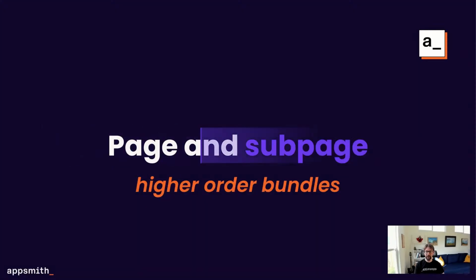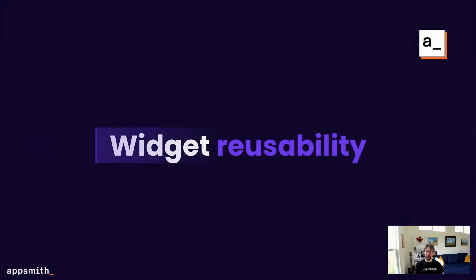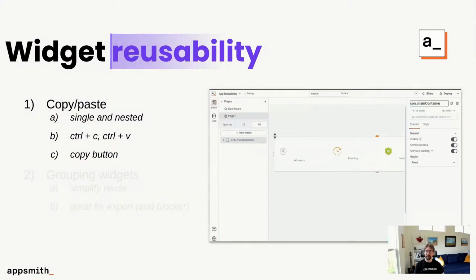So we've seen how at the page and subpage level, we can have higher order bundles of configuration that we can pull in and reuse. So let's talk about just widgets for a moment. There's a couple of different ways that we can make use of widgets and reuse different widgets with their configuration across multiple pages and applications. So let's look at widget reusability.